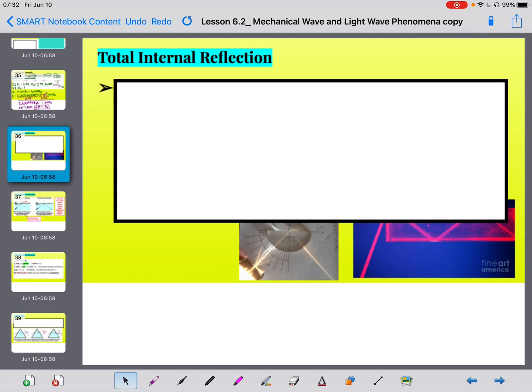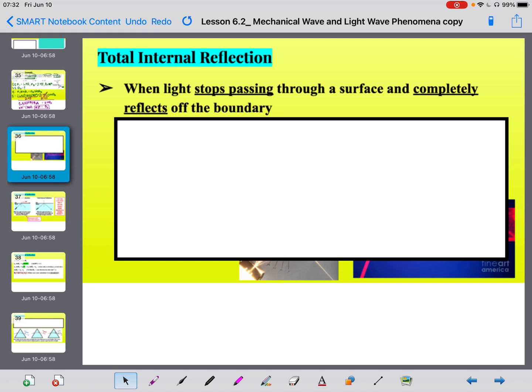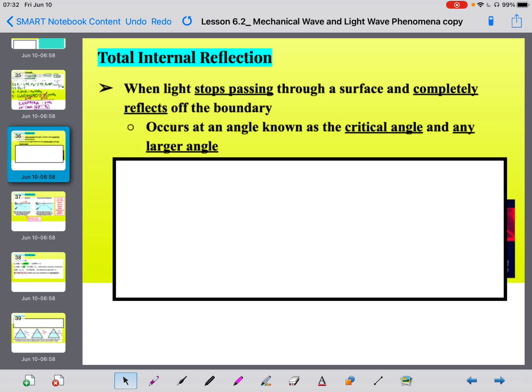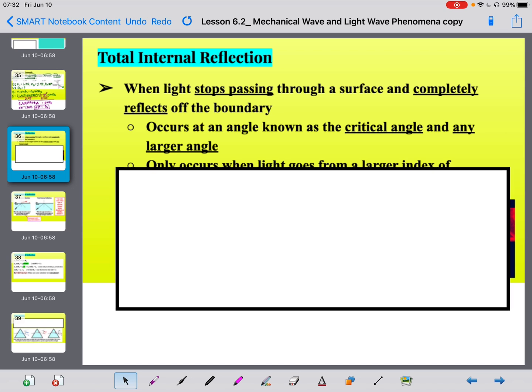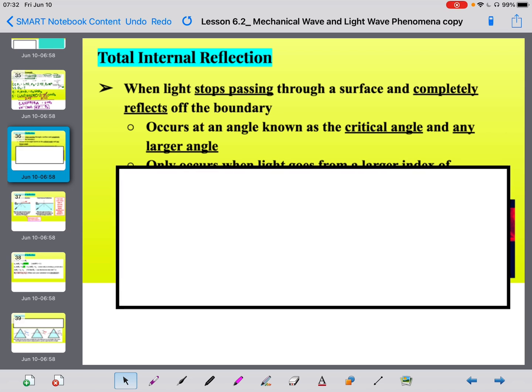All right, so our next light phenomenon is called total internal reflection. What this is, light is literally going to stop passing through a surface and completely reflect off the boundary. And this only occurs at an angle known as the critical angle, and any angle larger than that critical angle. So anything below, it's not going to work. Once you hit that critical angle or higher, that's when it'll happen.